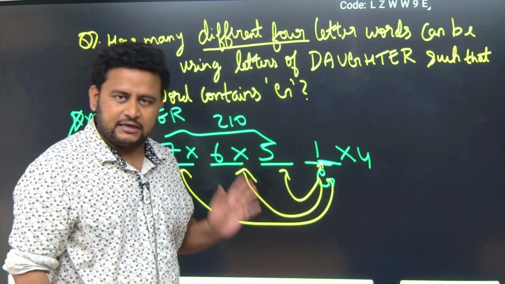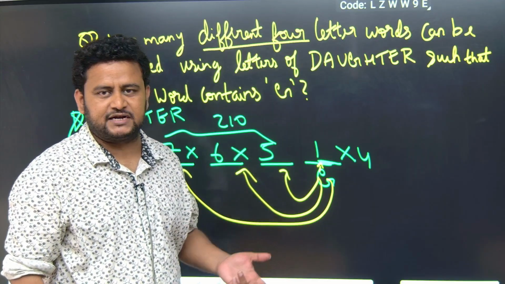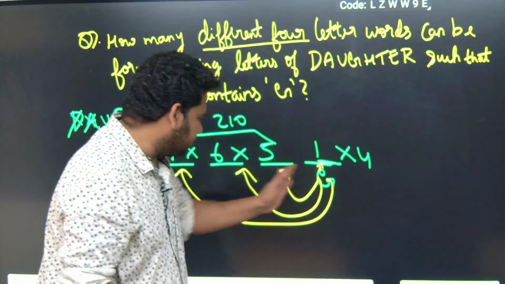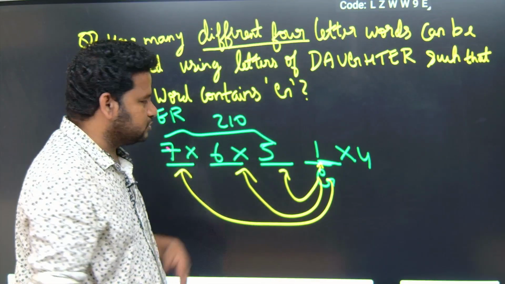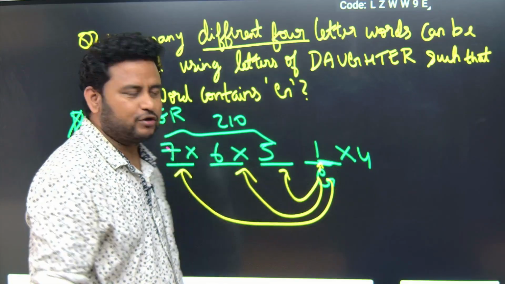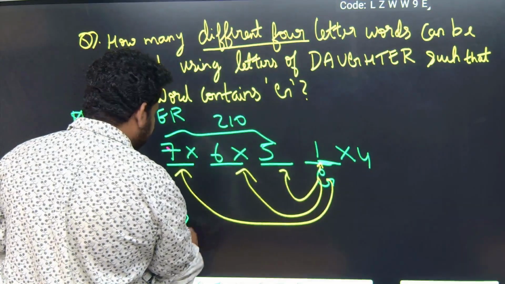They have told it can take any position. If they have not specified anything, it is understood that it can take any position. So G can be here or here or here or here. So there are 4 possibilities. That means I should multiply by 4. So what I will get, 210 into 4.